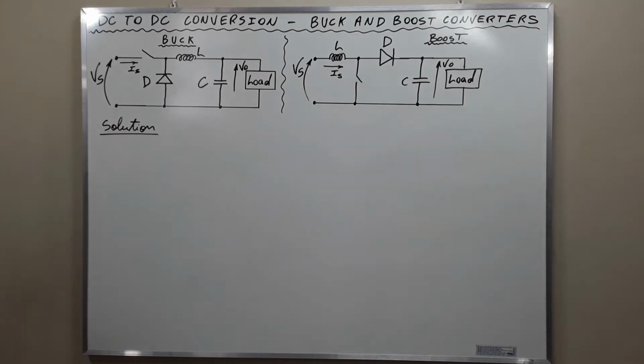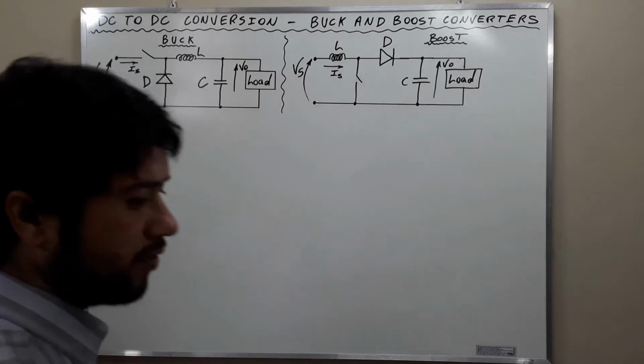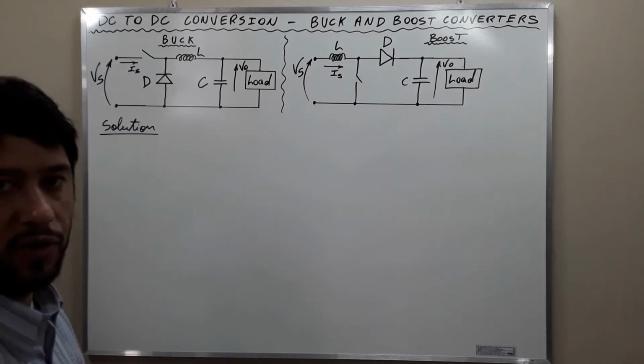What is the output current of an ideal buck converter whose input voltage is 100 volts, input current is 5 amperes, and output voltage is 25 volts? Okay, my friends, this is the exercise. Let's go to the solution.